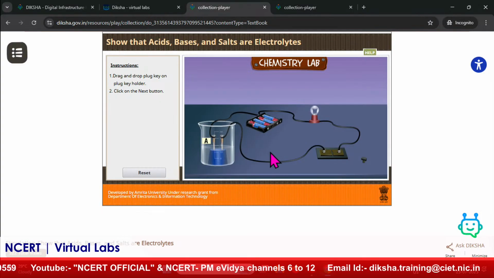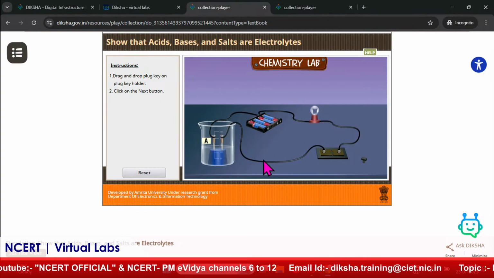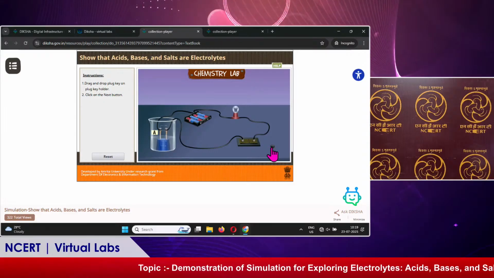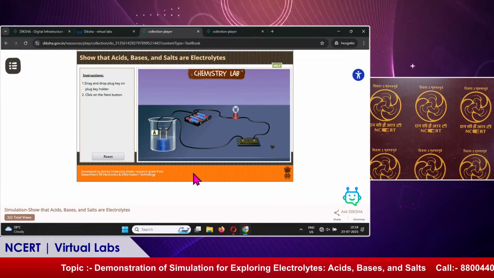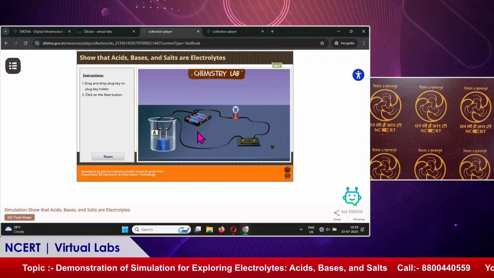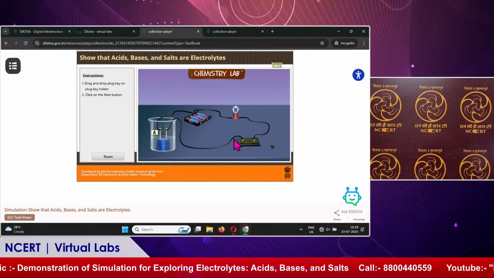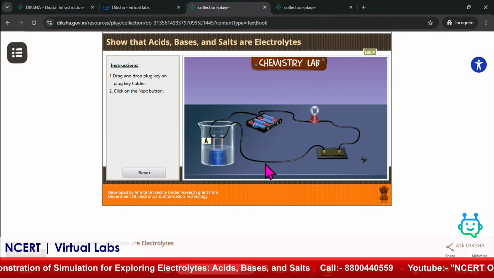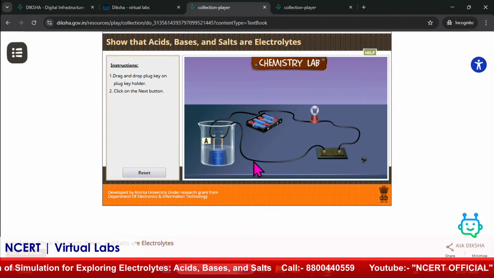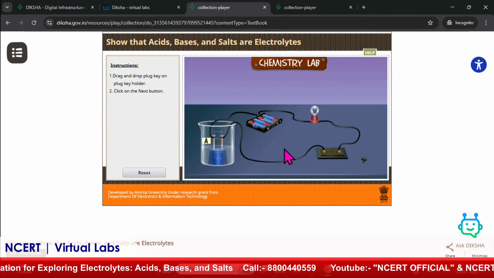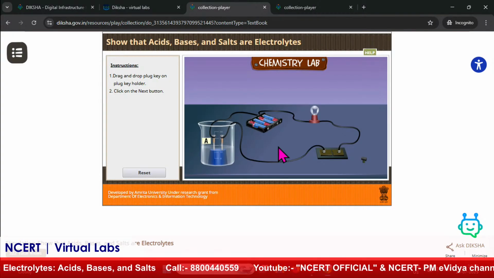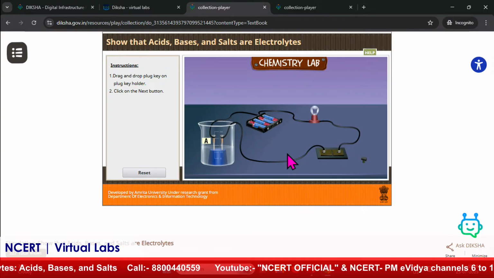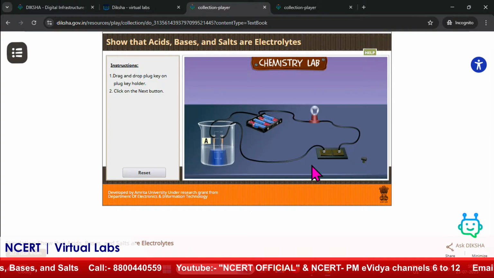So here what next step we have to do, we have completed the circuit. So ma'am, what will be the next step then? Yes, so here we have completed the circuit. We have shown how to complete this circuit. After completing the circuit, what we have to do is check for the conductivity through all the aqueous solutions that we prepared, solution of acid, base and salt. So one by one we'll perform this step.